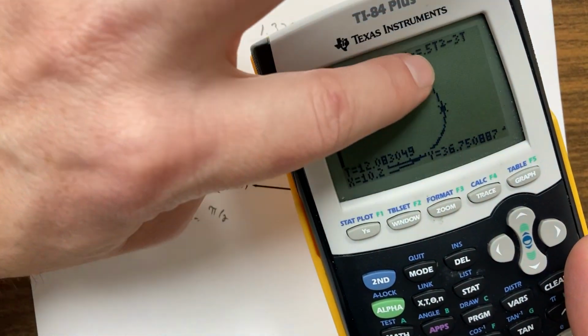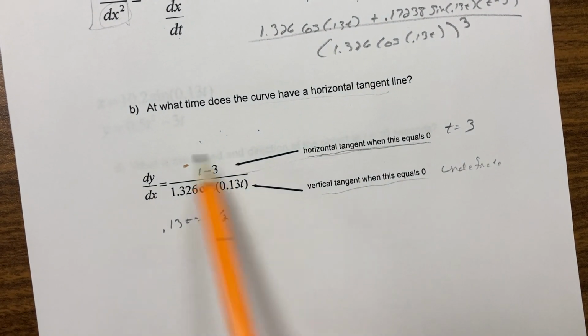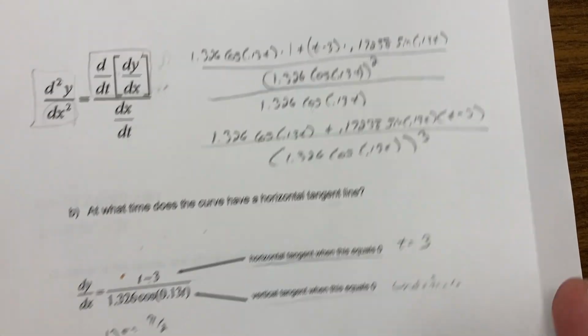So we can see where this thing turns from going down to up. We can see where it turns from right to left. We can make those predictions by looking at when the individual equations equal 0, or their derivatives equal 0. Okay.